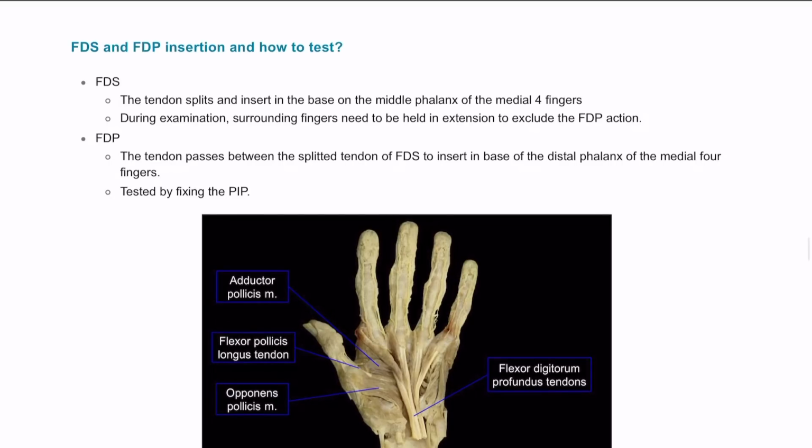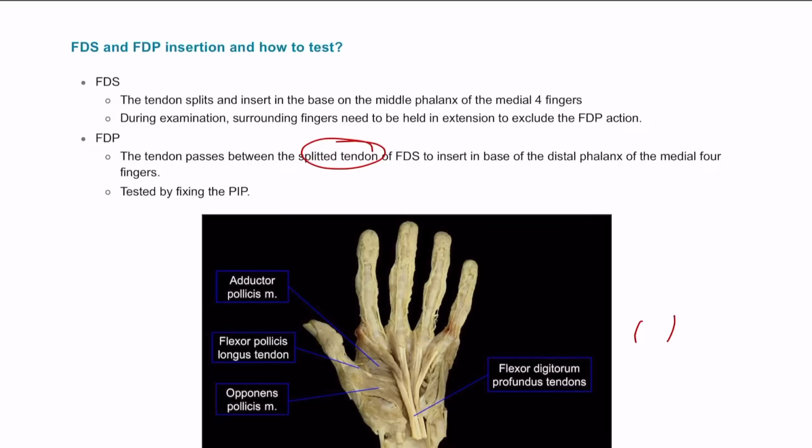Finally, in terms of flexor digitorum superficialis and profundus, how do they insert and how can you test them? So we mentioned the digitorum superficialis tendon will split and will insert into the intermediate phalanx, or the middle phalanx, and then the profundus will insert into the distal phalanx by passing between the split tendon. So that will tell you, by the action of the digitorum profundus, you need to exclude the surrounding fingers by keeping them extended and just move one finger to test the distal interphalangeal joint.